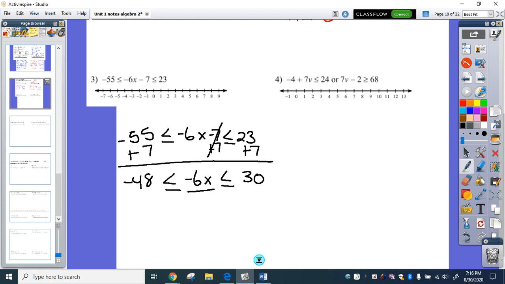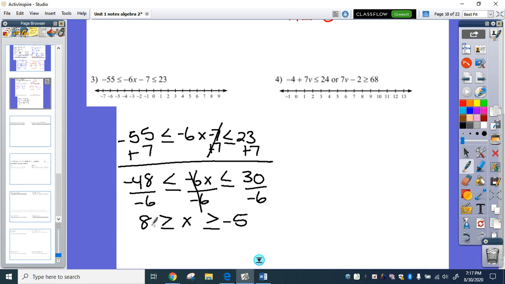Now our job is to divide, but you'll notice here we have to divide by a negative. If we divide by a negative on all three of these places, that means both of these inequalities have to flip over. Well, -48 divided by -6 is going to give me not a -8, a +8. Whoopsies. So we'll get +8 is greater than or equal to x, because the 6's cancel. 30 divided by -6, we have to flip the inequality. That's going to be a -5.